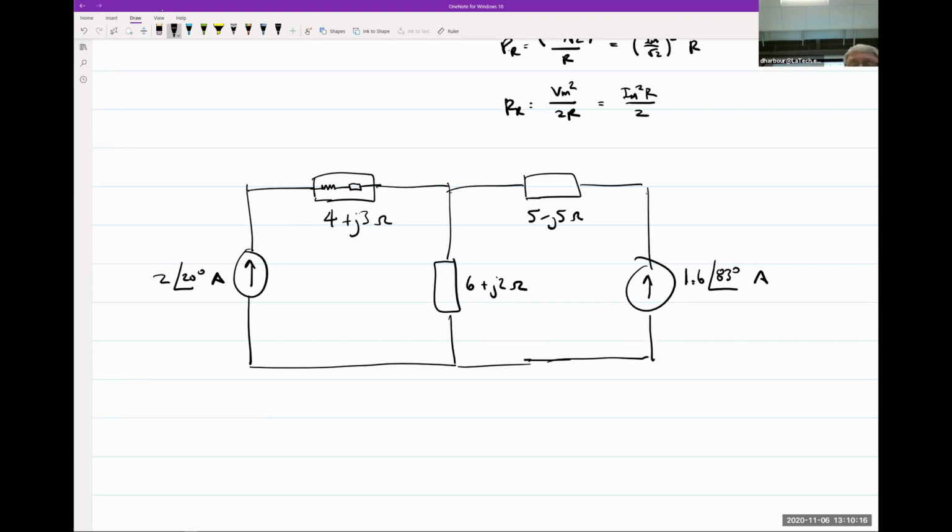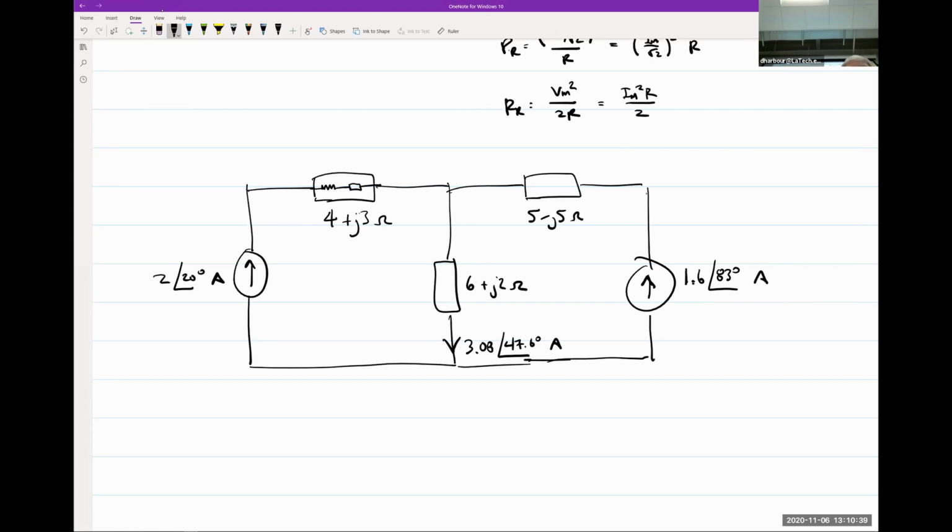So here, for example, we have two current sources. Both are coming up around the outside. So when they come together in the middle, they'll just add together and go down, right? So I could add those two together and get the current down the middle here, which I found to be 3.08 at 47.6 degrees amps.